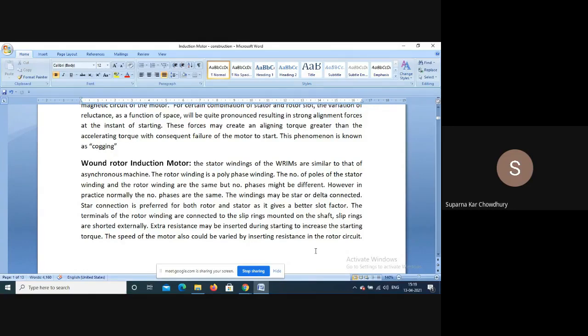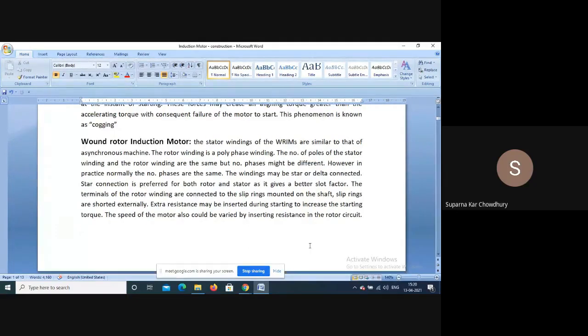Now, the terminals of the rotor winding are connected to the slip ring, which is mounted on the shaft, and the slip ring is connected to the external circuit through brushes. Now, this can be directly shorted, or we can insert resistance in the circuit as required. Normally, during starting, to have a high starting torque, we can insert resistance. Resistance is also inserted if we want to control the speed of the induction motor.